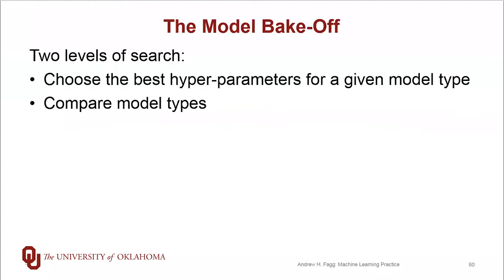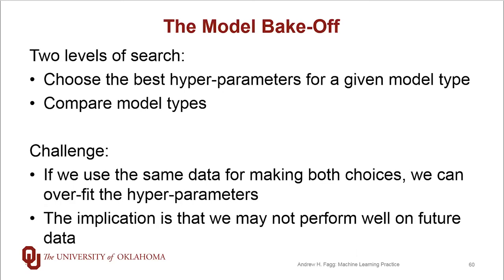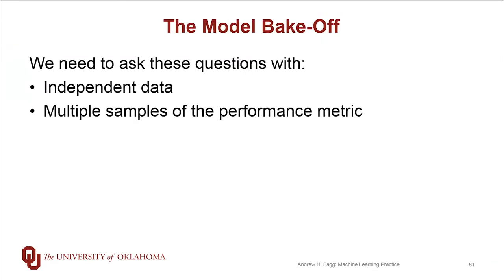And what I mean by that is that I want to be able to take ridge regression and set it next to lasso and set it next to, say, decision tree regression and make statistically valid comparisons amongst these different algorithms. One of the challenges that we have in doing this is if we just use this same validation set that we use to select our hyperparameters to do the comparisons across the different models, one of the risks that we run is that we could be overfitting our hyperparameters. And again, with overfit, the implication is that we may not perform well with future data.